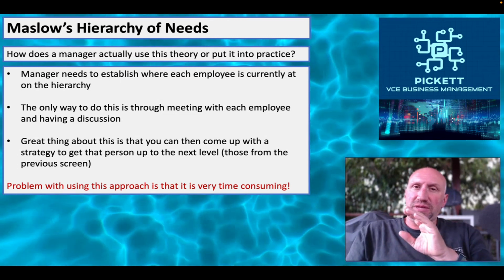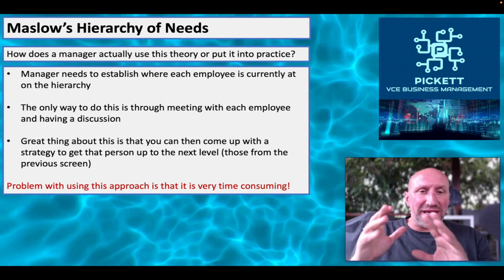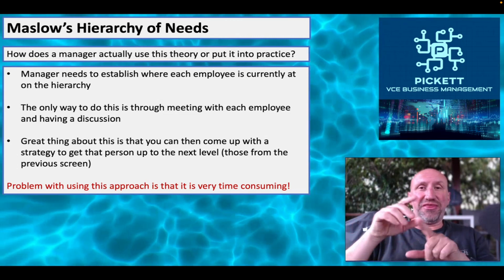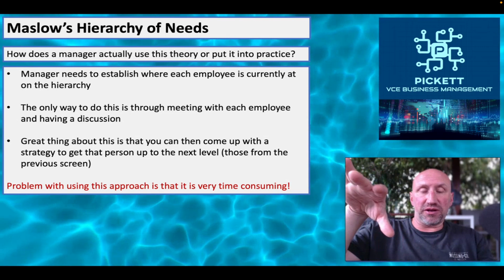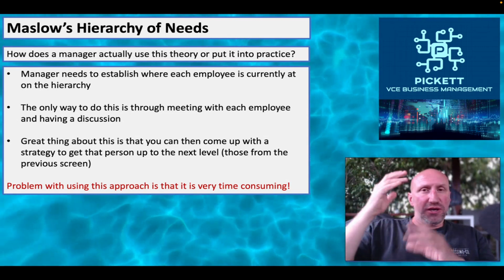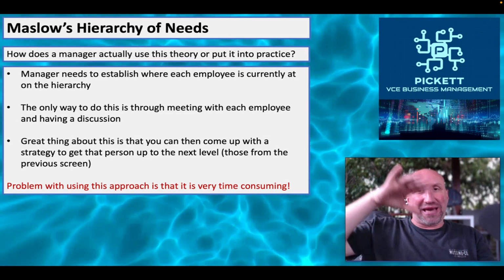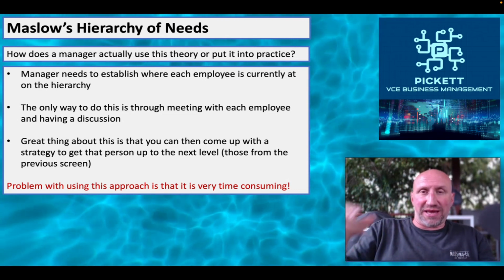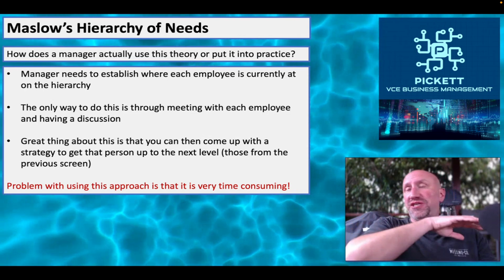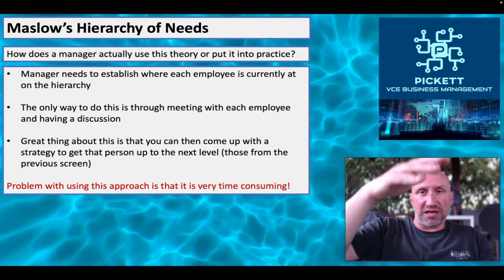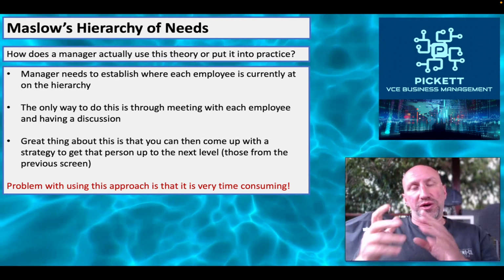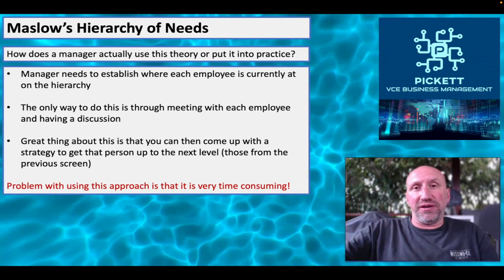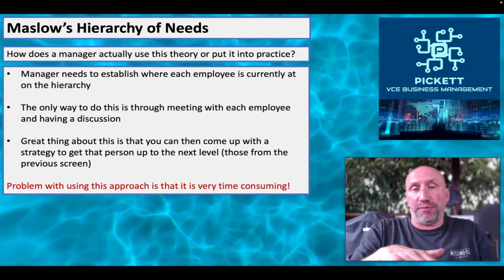So the great thing about doing this is that you can then come up with strategies from that list we've just looked at to get that person up to the next level. The use of this theory is all about getting all of your people through. So if you've got people sitting at level 1, you need to get them to level 2. If they're all sitting on level 4, that's great. You need to get them to level 5. The reality is, if you've got a big team, you're going to have people at different levels. Hopefully, you don't have too many at the bottom.